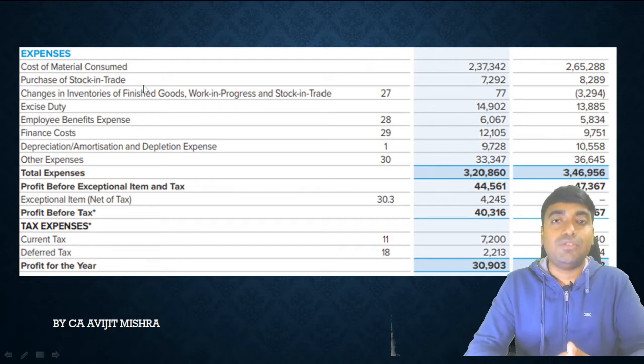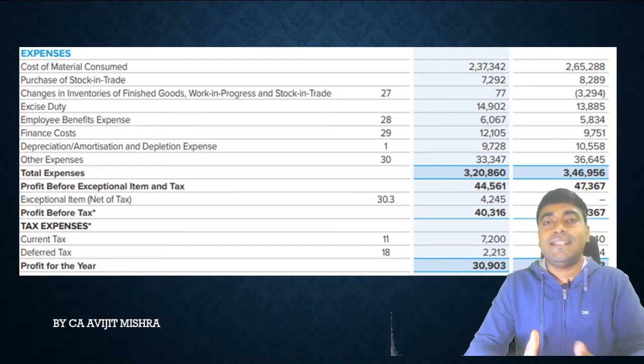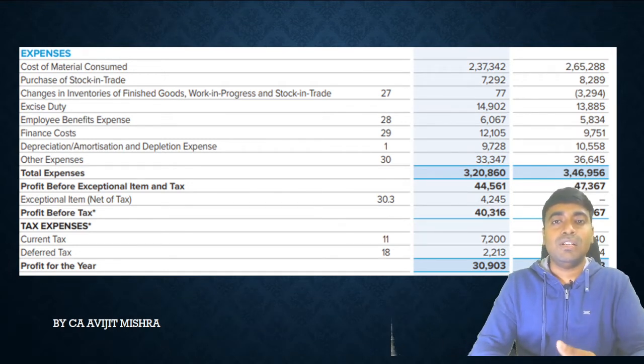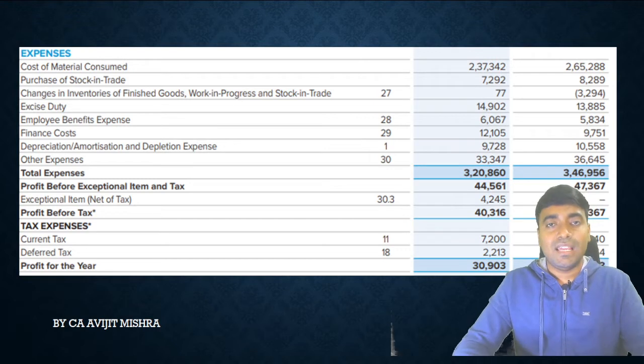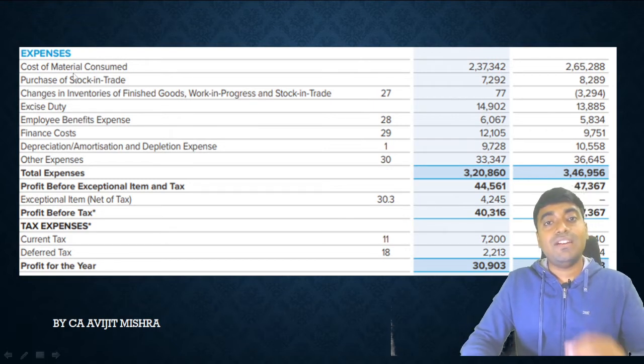So what is the meaning of purchase of stock in trade? Take the example, Reliance has purchased some crude oil from Africa, that is in transit. Normally it will take 1 to 2 months from Africa to India. So during that time the crude oil is actually in the sea. That is basically called purchase of stock in transit.